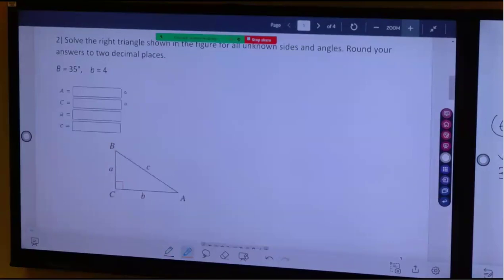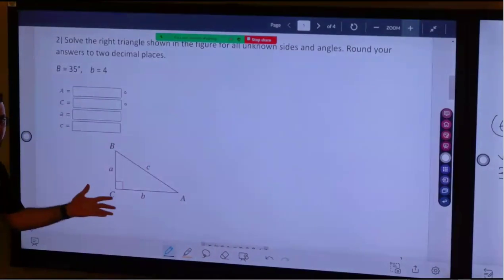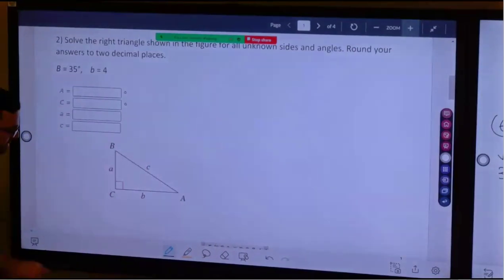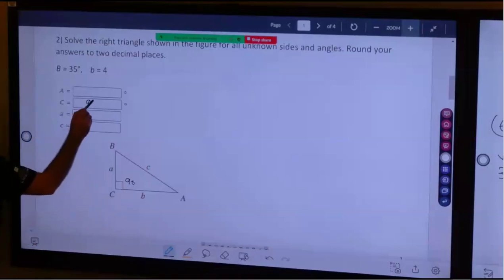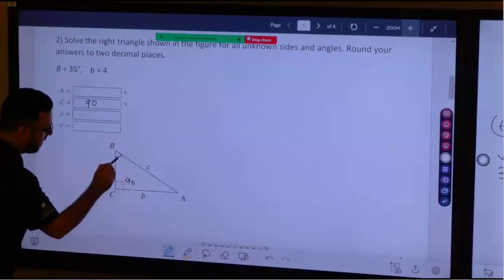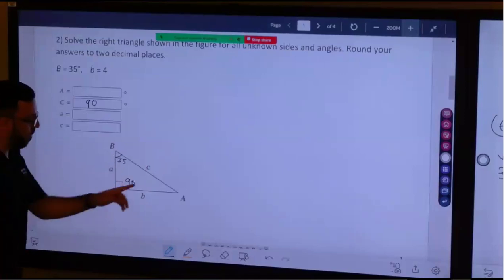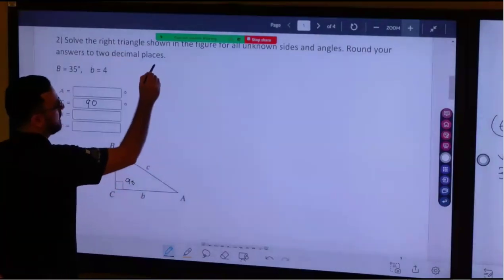So here's the thing. Again, step by step. I already know this is a right angle triangle, right? So this is 90. That means C is 90. We have B is 35. How much is going to be A? 55. Why? What did we say?